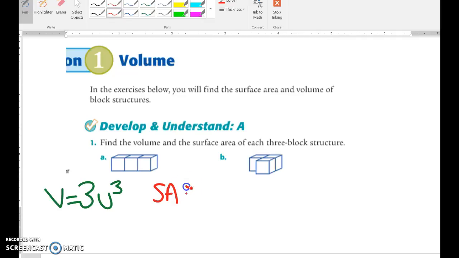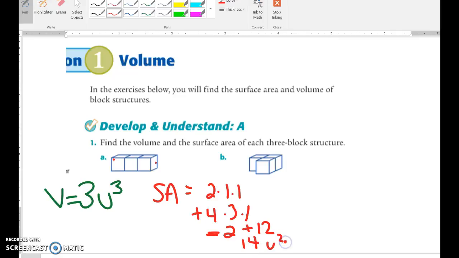Now this has the same 2 on the side, right? That's 1 by 1 times 2, right? And then we have to add 4, just like the butter, 4 identical sides that are each 3 times 1. So that is 2 plus 12. So that is 14 square units covering those 3 cubes.